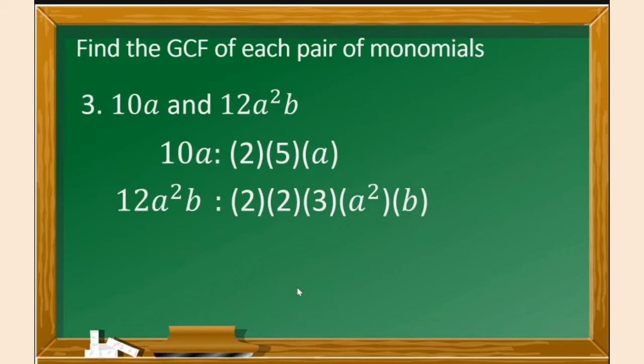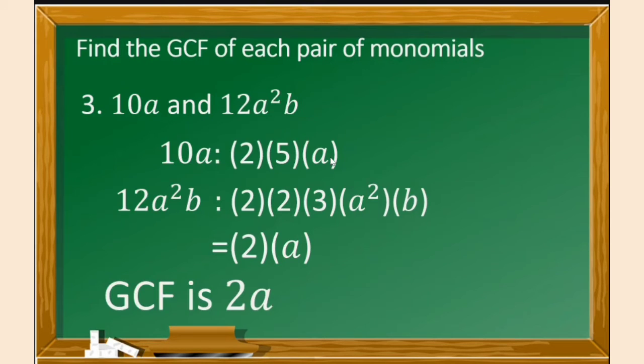So what is their common? Only the 2. Merong dalawang 2 si 12, pero tulad nga ng sinabi ko, kung ano lang yung meron kay 10, yun lang din dapat ang kukunin natin kay 12. So 2. How about the variable? So si 10a, we have the variable a. Si 12a squared b, so mas mataas yung kay 12. So kukunin natin is the variable a. 2a. How about b? Hindi na siya kasama kasi wala kay 10. So dapat kung ano lang yung common nila, yun na yung kukunin natin. So therefore, our GCF is 2a. Okay.